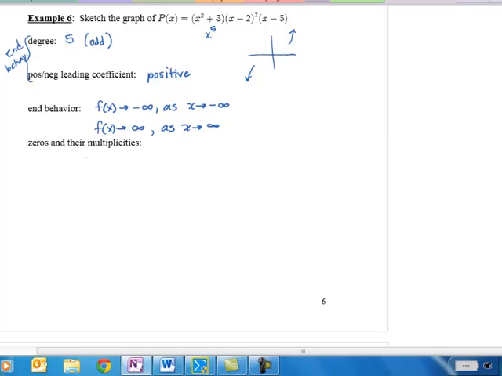Then what we want to do is use the zeros and their multiplicities to figure out what's going on in the middle of this graph. And the factored form is exactly what we need for that piece. So we want to know, where is the function 0?